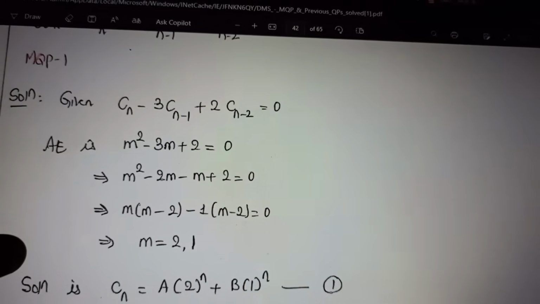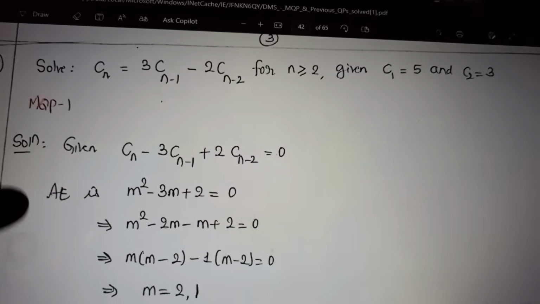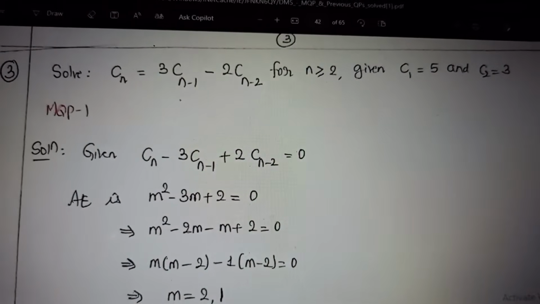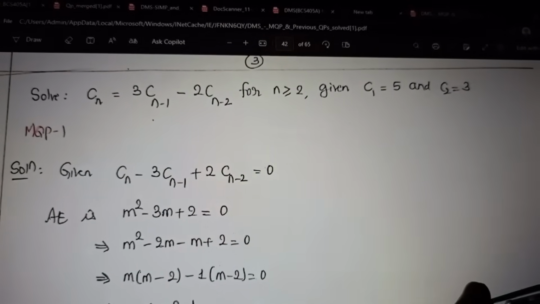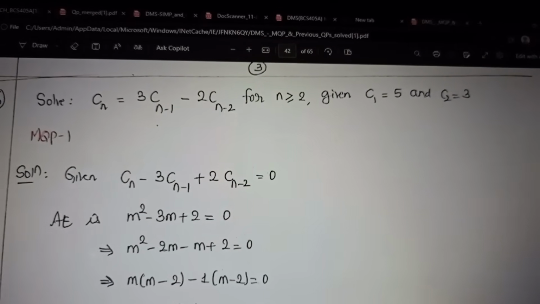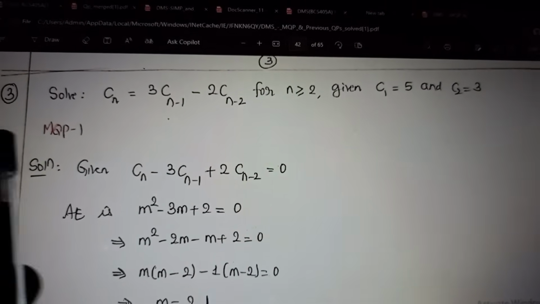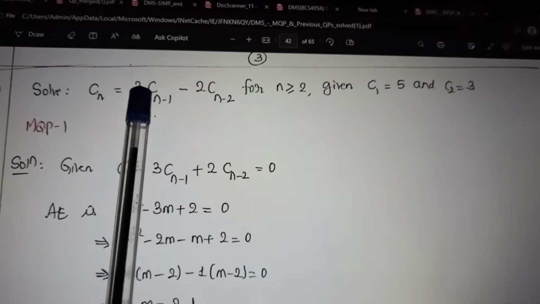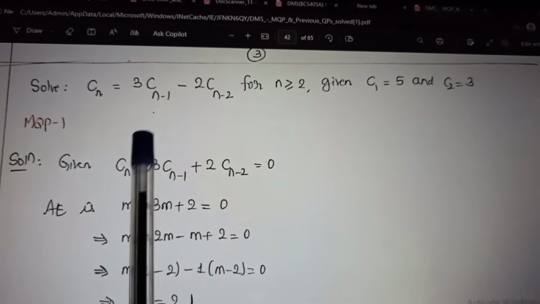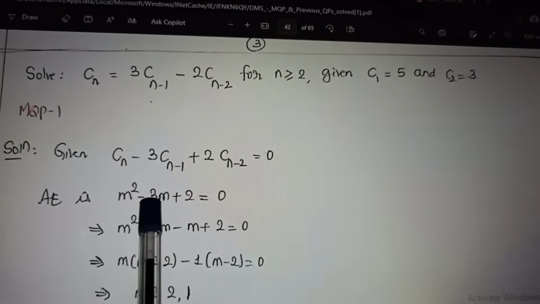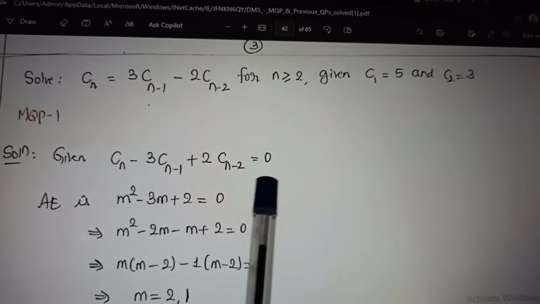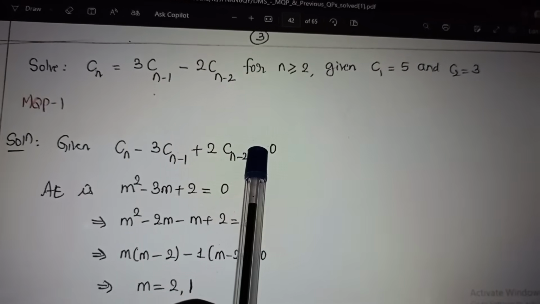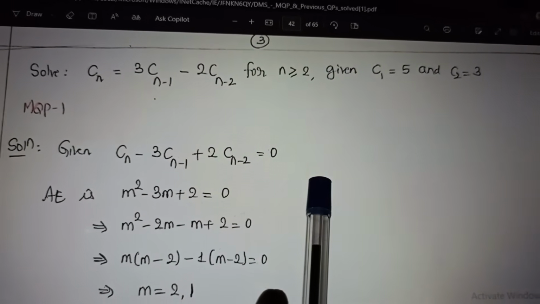Okay, we'll move to the next question. This is a little bit complicated, which you have to understand. This is the given question and C1, C2 values are given. We have to solve it. Now what is the standard form for the question which is in the form of Cn? That is m square minus 3m plus 2. This is the standard form for this question which is given in the question.